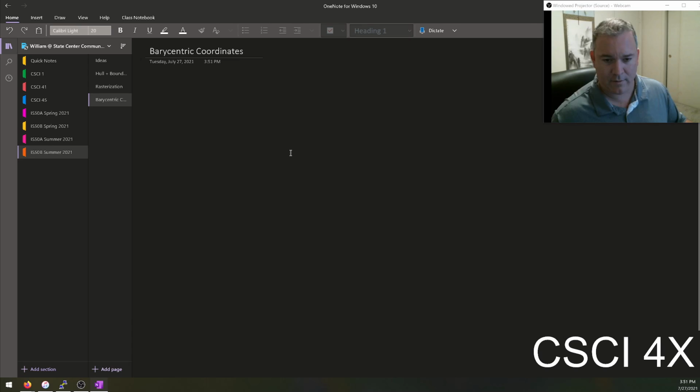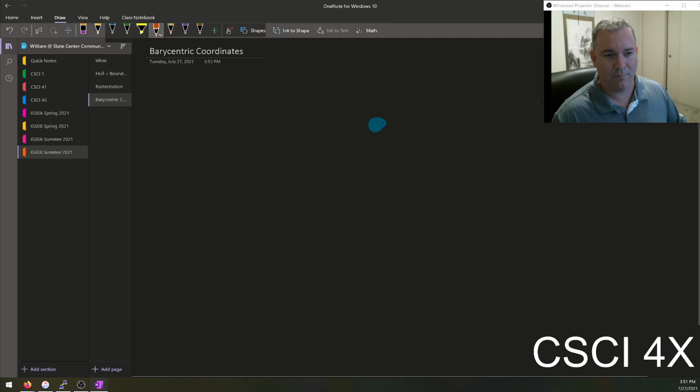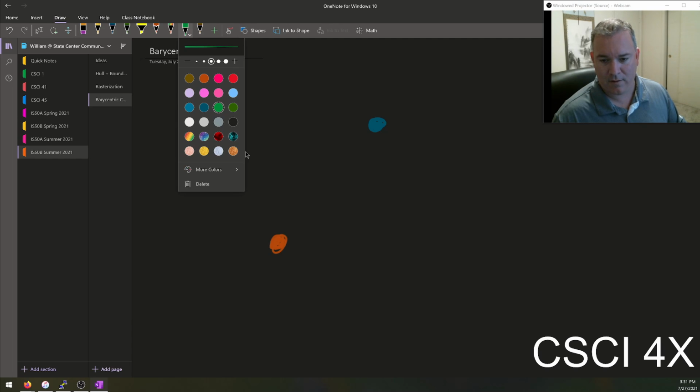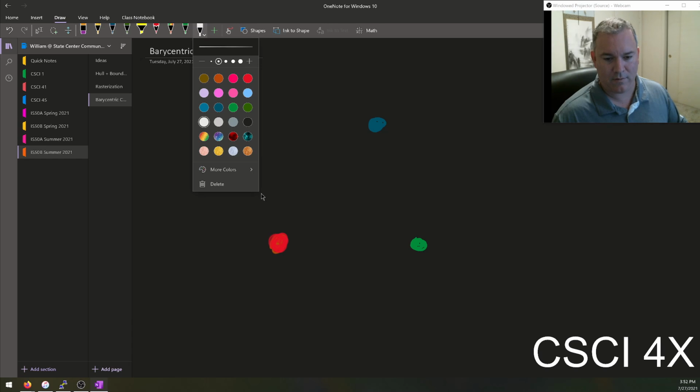And so for barycentric coordinates, pen, there we go. Let's do blue. So we're going to have a blue vertex. We'll say this one's red, and you can be green. Actually, we'll just make you red. Okay, so if we have, then I'll use a white line, just so we don't get confused.